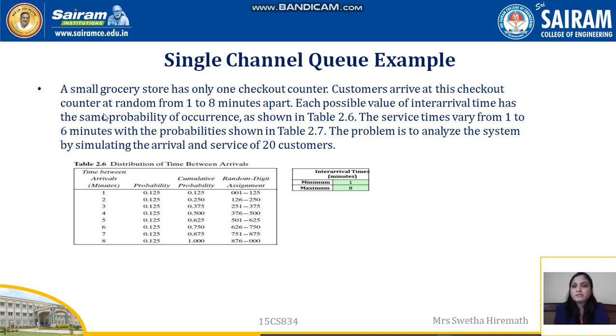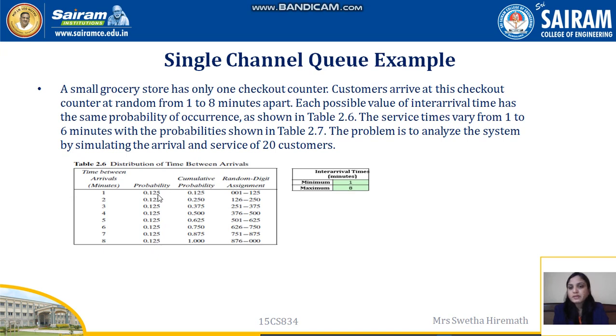If they give equal probability, then we have to consider each probability to be of the value 0.125. They have given 1 to 8 minutes apart, so the time between arrivals is 1 to 8 minutes, and for that the probability we need to consider as equal probability, 0.125, 0.125, and so on till the last.